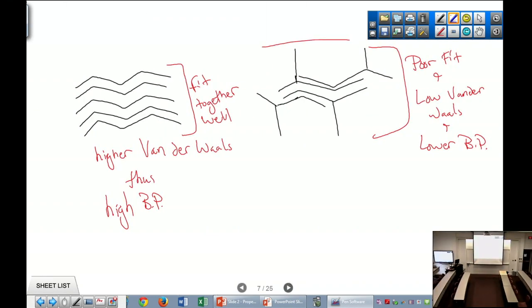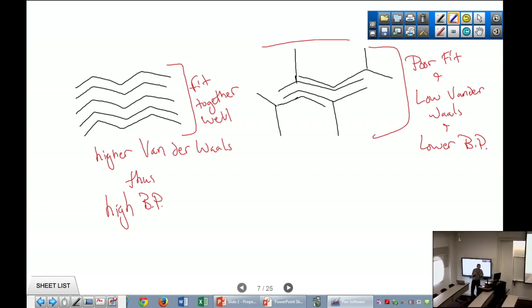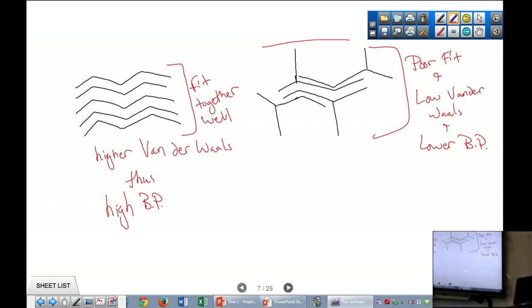So if we go back to, I like to think of Tetris in this example, right? So a straight chain hydrocarbon is the long stick in Tetris. Super easy, they all fit together really nice. You get high van der Waals forces in between everything because they pack together really nicely. So you get higher van der Waals forces because they fit together so well, and then you get a higher boiling point.